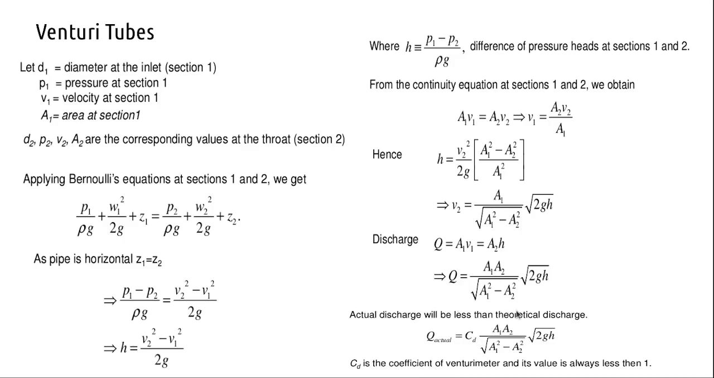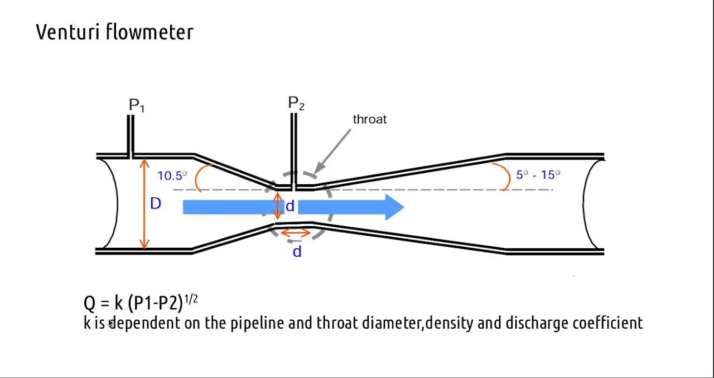But this is a theoretical discharge, and the actual discharge will be much lesser. That is why we have a parameter called CD, the coefficient of discharge. That is a parameter that governs there. So broadly you can say that you have a relation like Q is equal to K into root of P1 minus P2. That is the relation. A square root relation exists, just like in the case of an orifice plate.